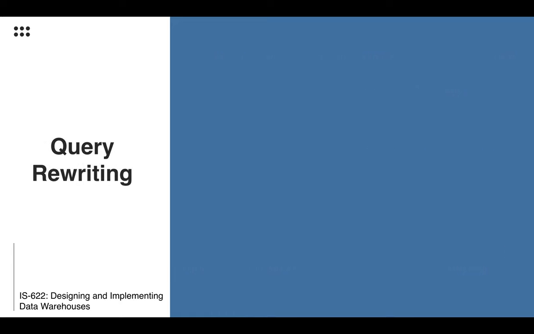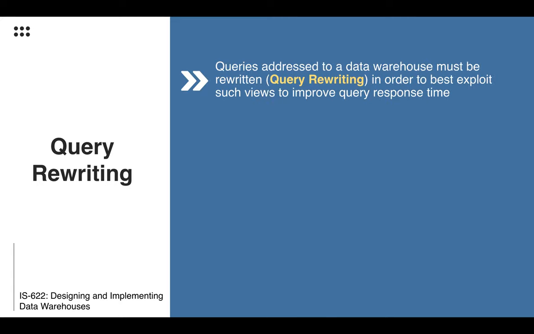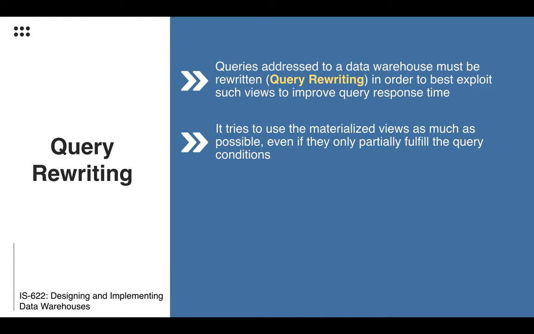The other thing that we also talked about is something called query rewriting, right? With query rewriting, we are trying to address the data warehouse. Whenever we are making queries to a data warehouse, if we are using views, we have to rewrite our queries so that we can make effective use of the materialized views. Whenever we are rewriting the queries, we are trying to use the materialized views as much as possible, even if it's only partially, to fulfill the query conditions. Because if we have created the view, we have to take advantage of it. And how do we take advantage of it? By using queries that can access the views.